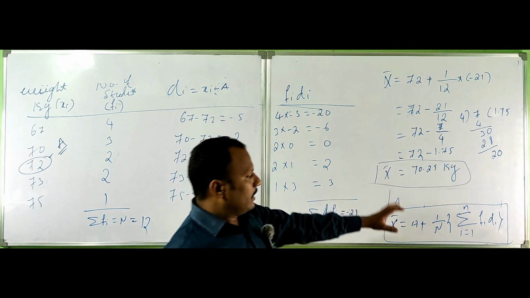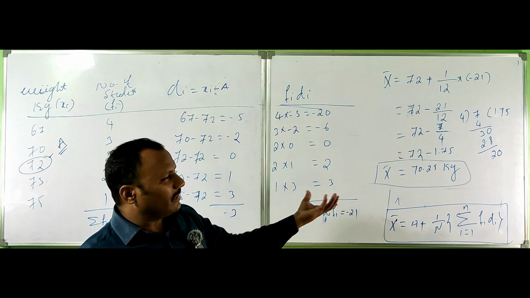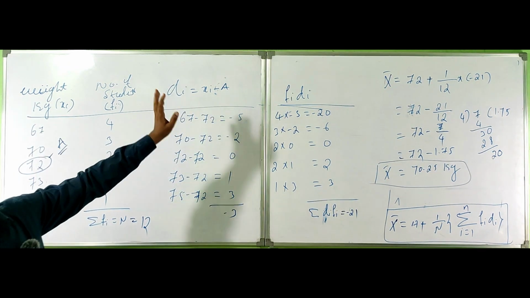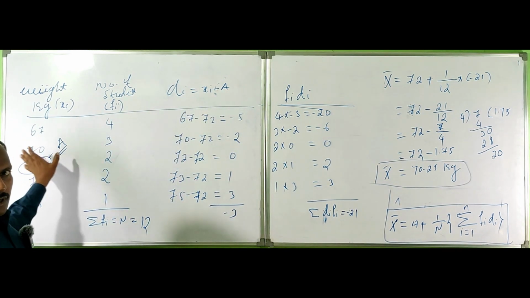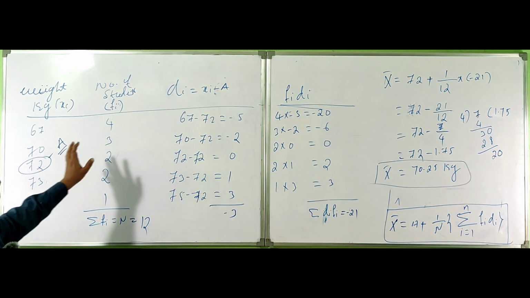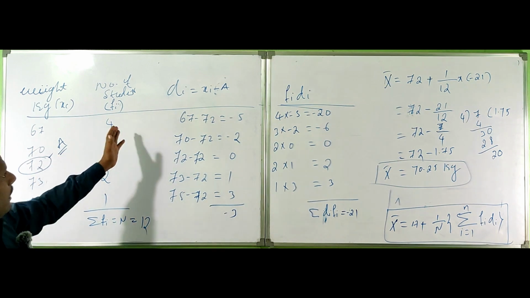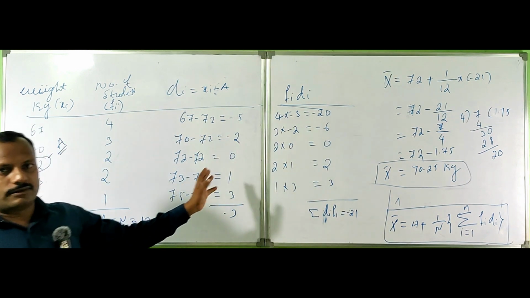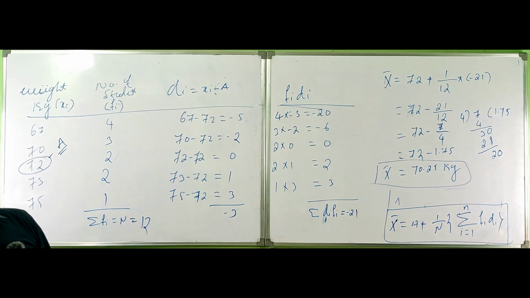Right, this derivation is quite tedious, you only need some basic concept, that's all. And this is very important: A is what? It is one value, almost always exactly the middle value. 72 is the middle value of these numbers. Again take the difference, again take the multiplication. One table is extra with respect to the direct method, only one table. Okay, this is for the shortcut method.